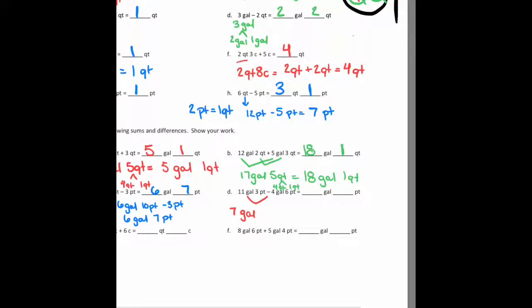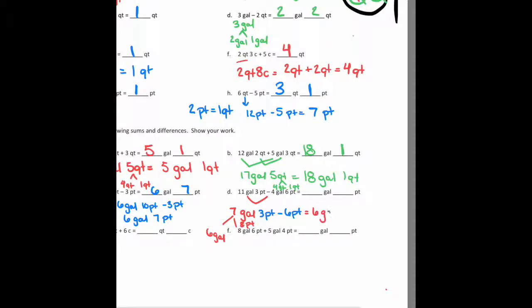And we have 3 pints minus 6 pints. Well, we can't really do that as it is. So we're going to take one of those gallons that we subtracted and split it up. And so 7 gallons is the same thing as 6 gallons and 8 pints, because 8 pints are in a gallon.